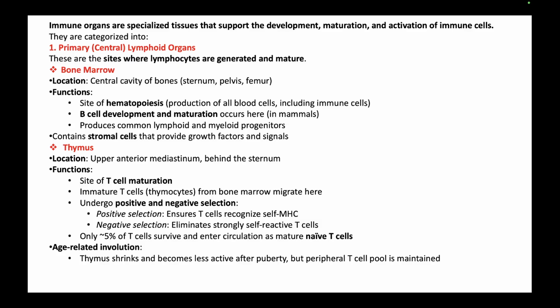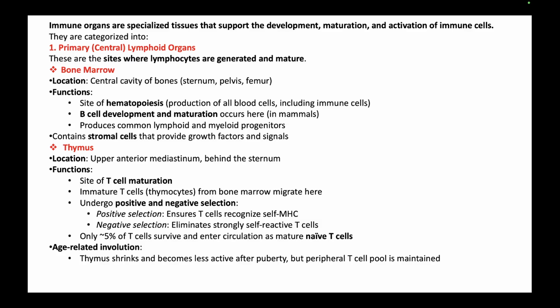So positive selection, whatever T cells are recognizing the self MHC molecule or the antigen being presented to them by the self MHC molecule, they will be selected. So that is a positive selection. That is one check. Another one will be if the naive T cell is reacting very strongly to the self antigen, then that is not a good thing. Okay, in that response it will kill the self cells. Okay, so that is a negative selection.